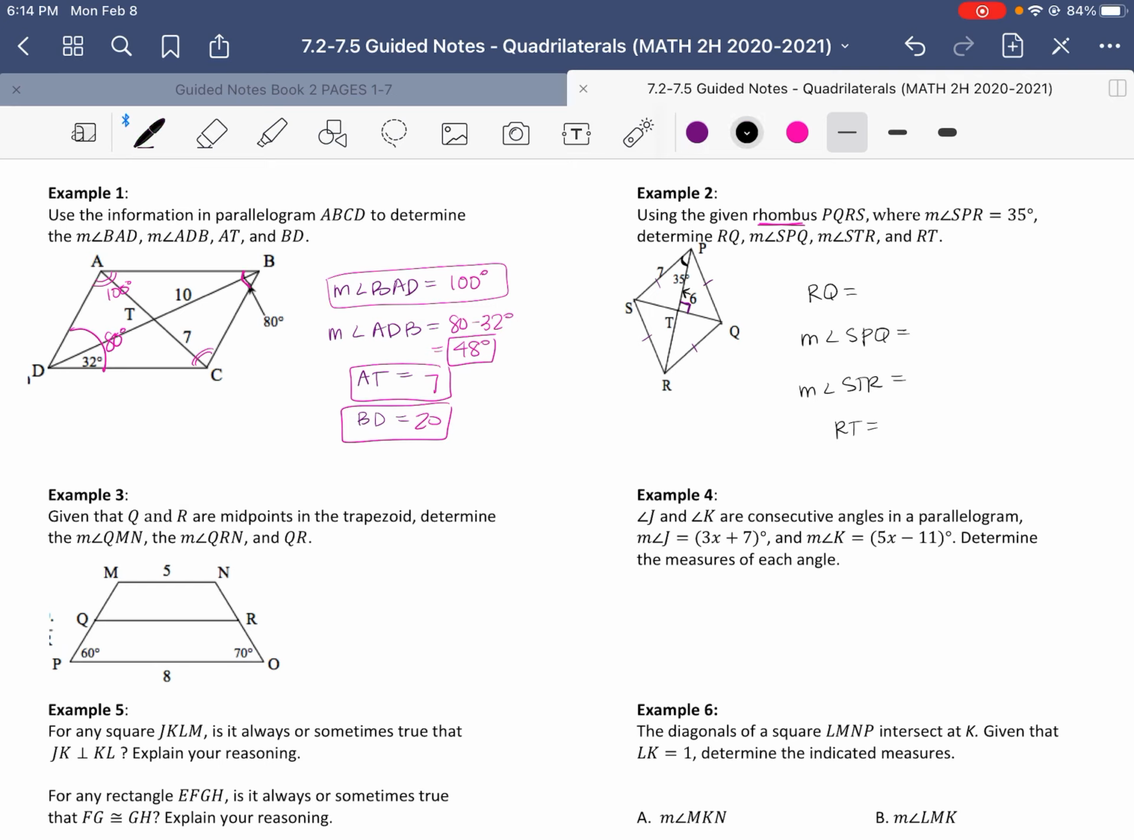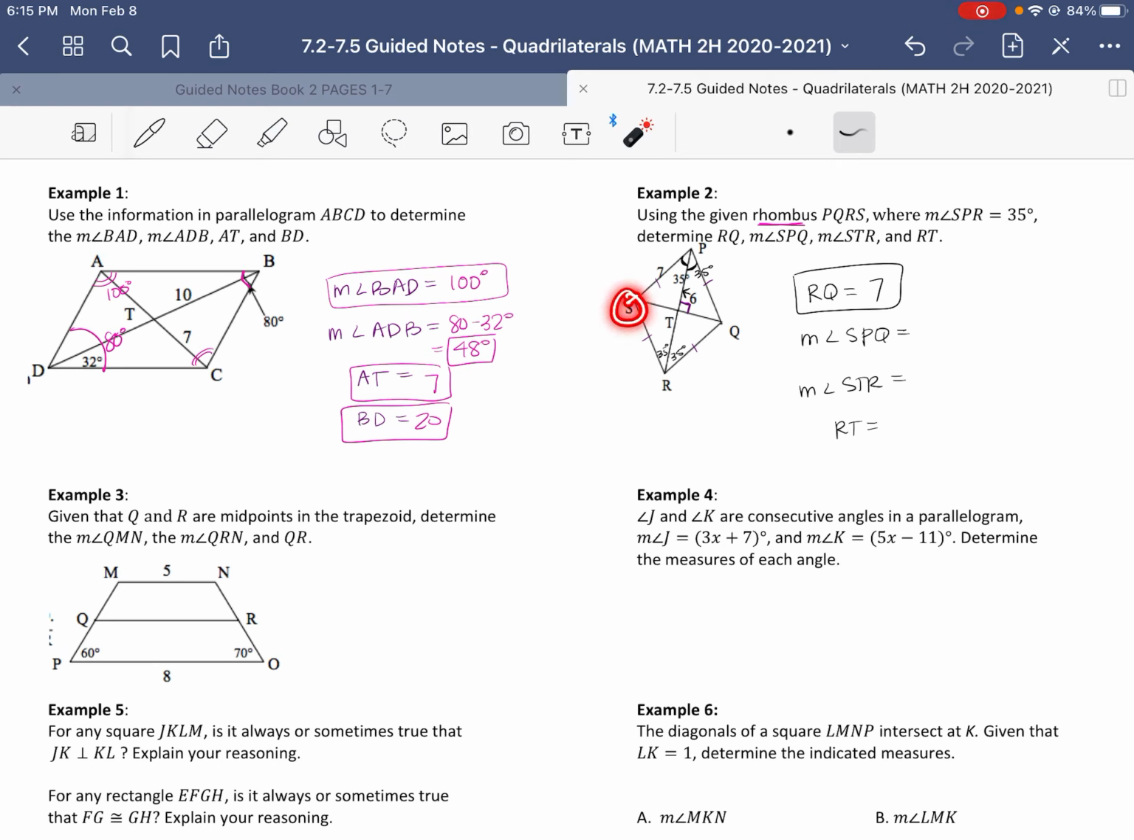Diagonals cut angles in half, so if that top one's 35, this other side is actually also 35 degrees, as are the ones that are down here, right? It cuts those in half, so we're looking at 35 degrees all the way around there. And then those are just a few of the things we can determine. So let's look at what it's asking. RQ, so we're going from R to Q. Again, all side lengths on a rhombus are equal, so if this one's 7 up here, this one's also going to be 7.